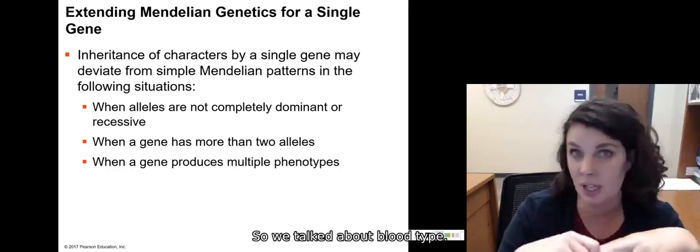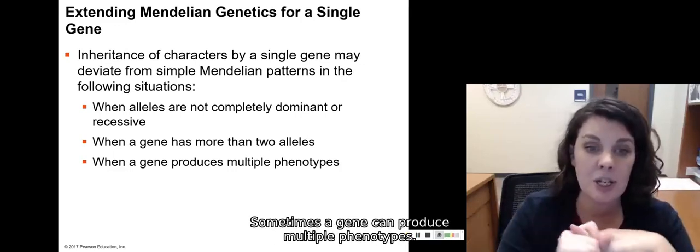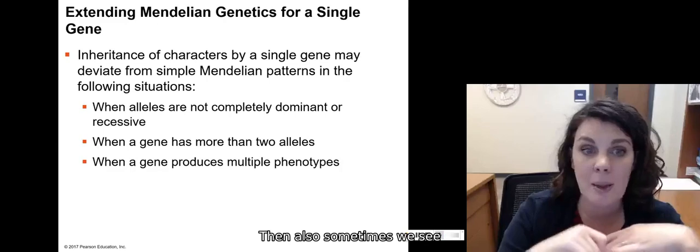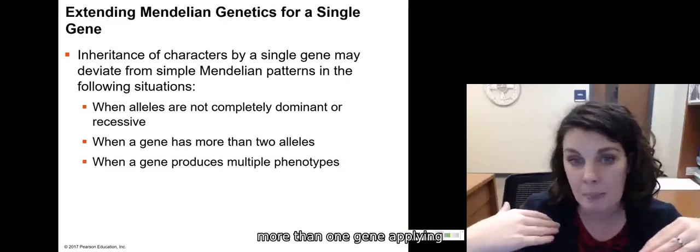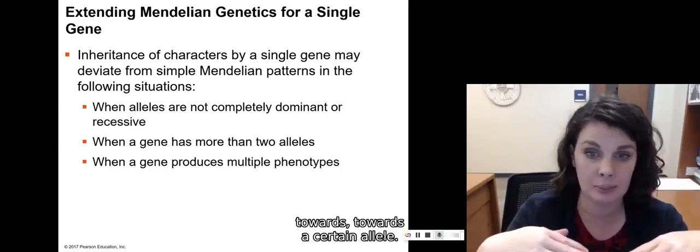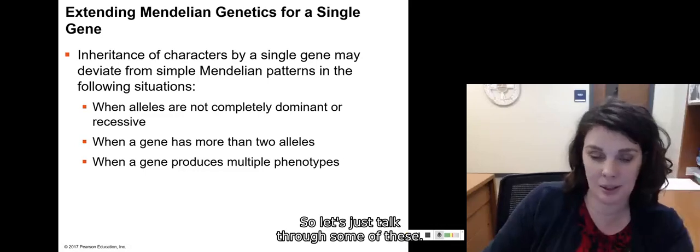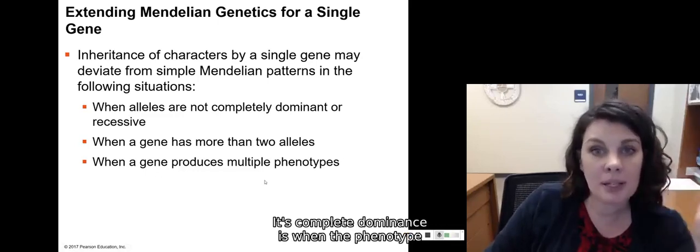Sometimes a gene has more than 2 alleles. So we talked about blood type. And sometimes a gene can produce multiple phenotypes. And then also sometimes we see more than one gene applying towards a certain allele. So let's just talk through some of these.